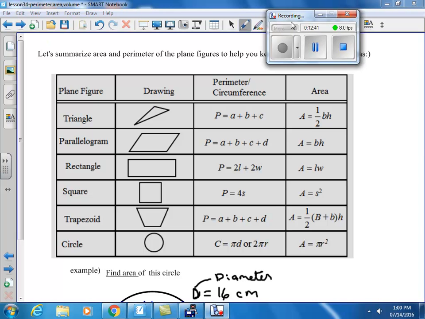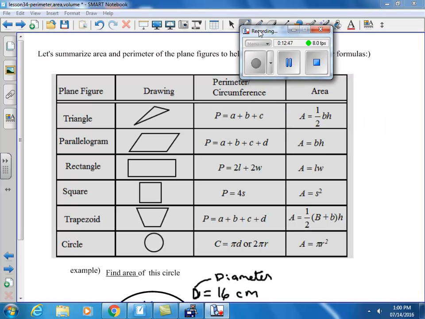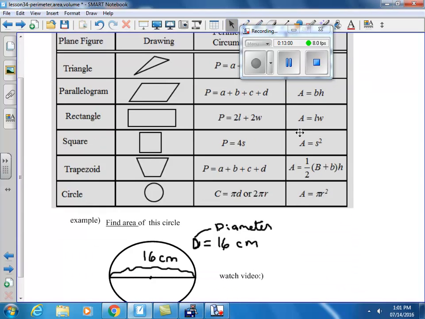And with this one, I have a summary of area and perimeter of various figures for you just to have in your collection and make yourself comfortable. So we've discussed all these and we want to be comfortable getting the perimeter and the area of these various figures. I do have an example here.